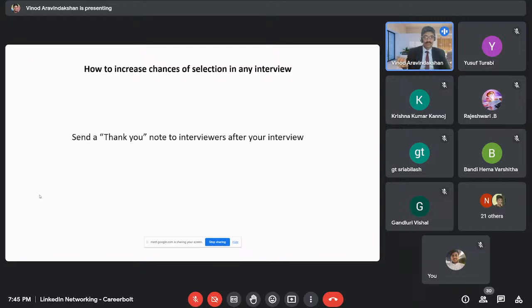If you don't know their email ID, you can send a note on LinkedIn, or otherwise, you can reach out to the recruiter who called you for the interview and send a thank you note to them and ask them to forward it to the interviewers. So there are some tips by which you can again increase your chances.